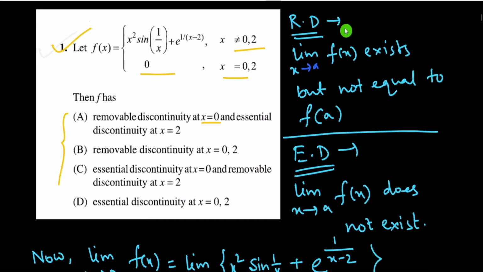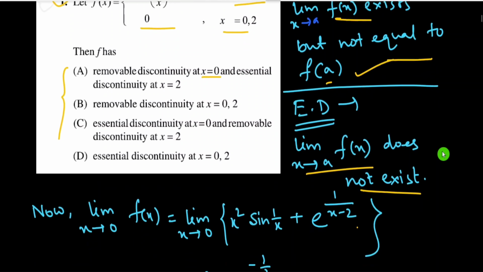Now for removable discontinuity, the limit at that point of the function must exist but not be equal to the functional value of the function. And for essential discontinuity, the limit at that point of the function does not exist. So first we check the limit at x equal to 0 and then x equal to 2 of the function f(x).